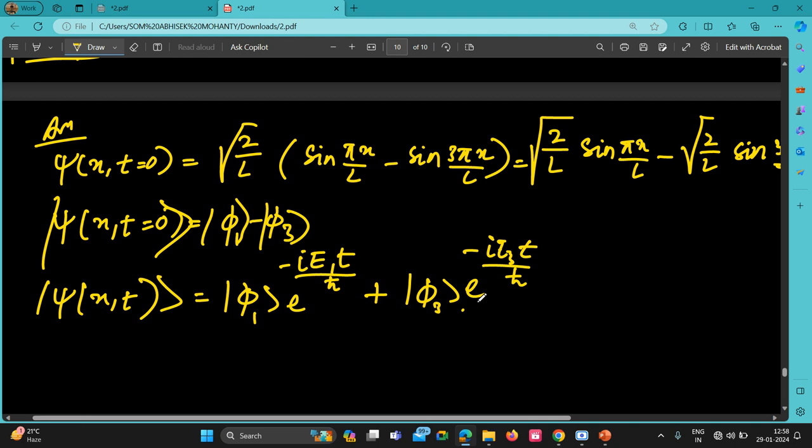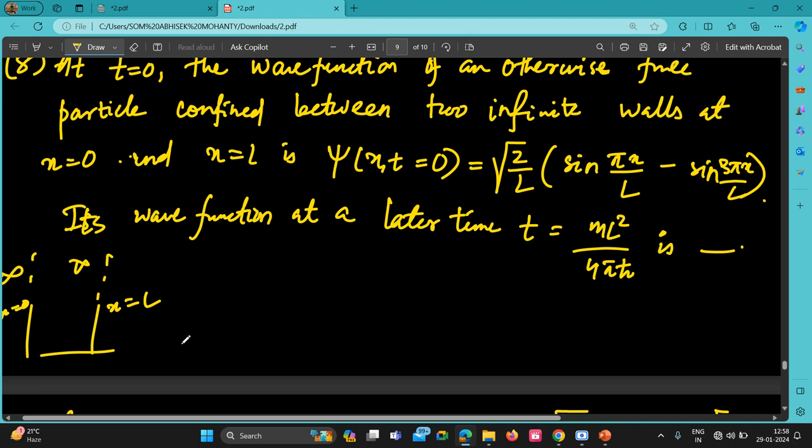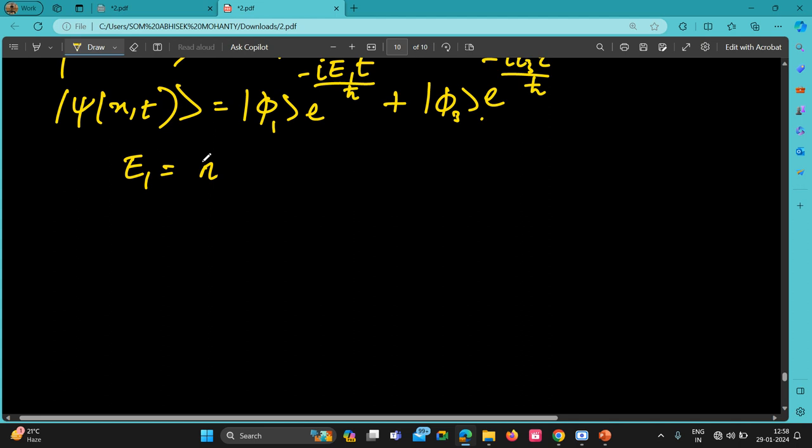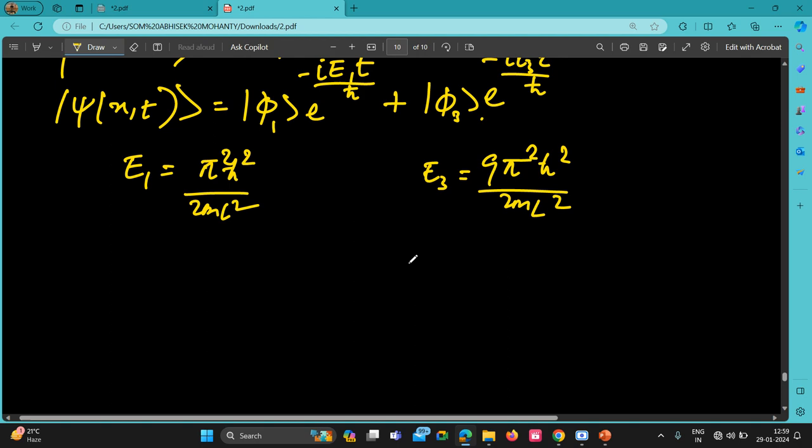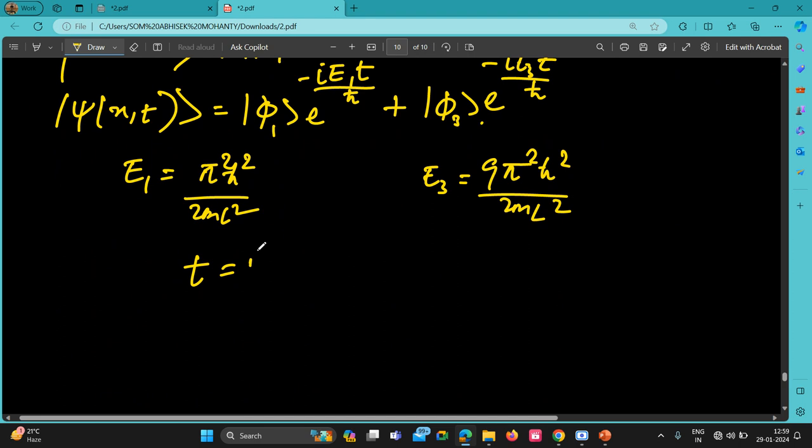So now see, E1 is what? This is a 1D box, an infinite potential well of length L. So E1 is pi square h cut square by 2 m L square, and E3 is 9 pi square h cut square by 2 m L square. I will just put the values of this. And your T is what? Given as m L square by 4 pi h cut.